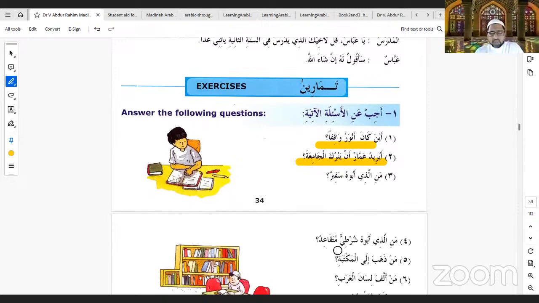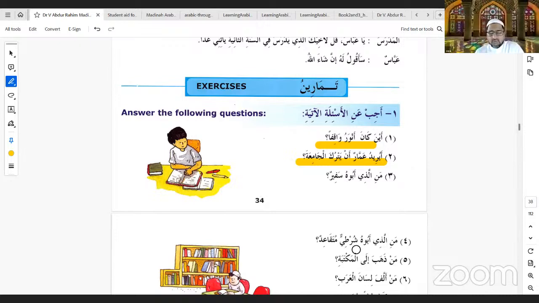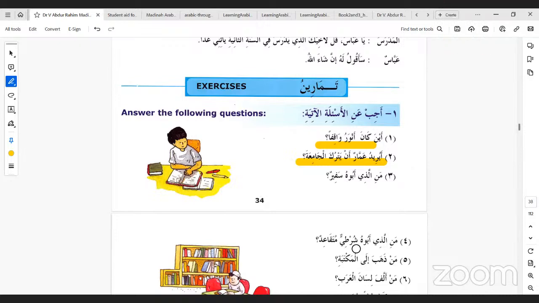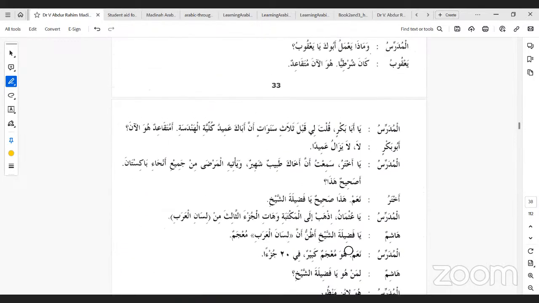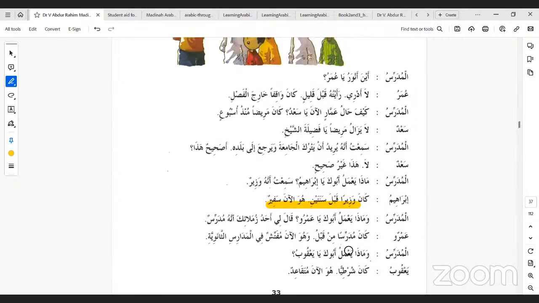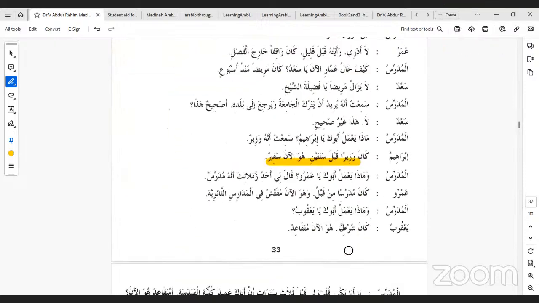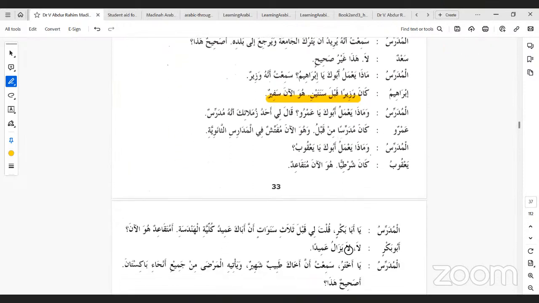Maniladi Abuhu Shurtiyun Mutaqaidun. Whose father is a retired police officer? Shurti is a police officer. Whose father is the retired police officer?